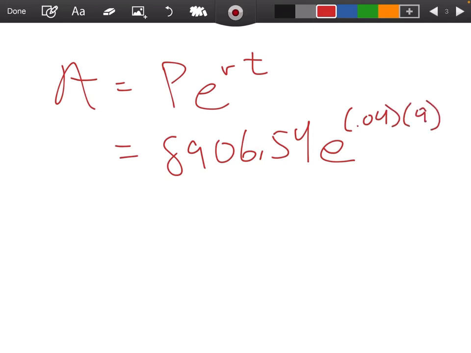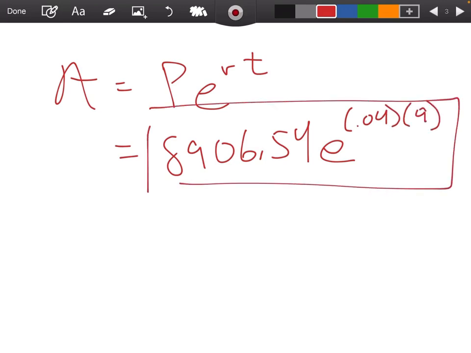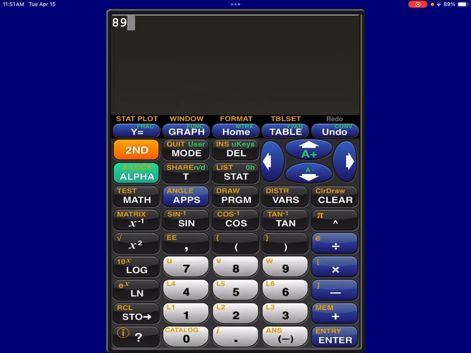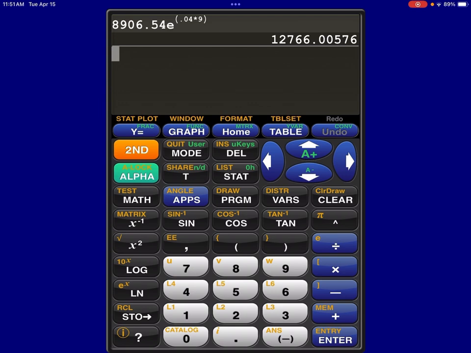So I'm going to enter this into my calculator, y'all. So let's clear that out. 8906.54. The way I get to my E, I'm going to hit second and the LN, okay? And my power was 0.04 times 9, close that off, hit enter, 12,766.01 if I round to the nearest penny.